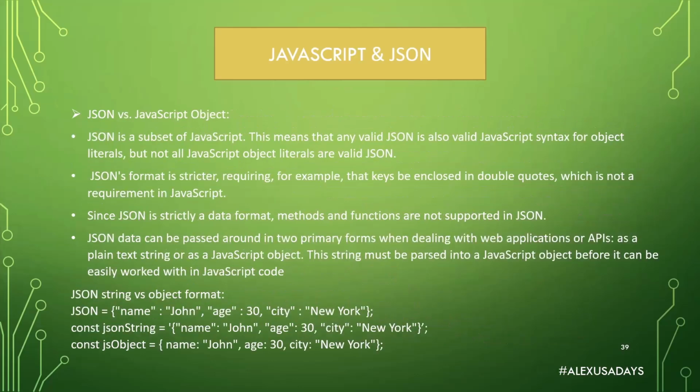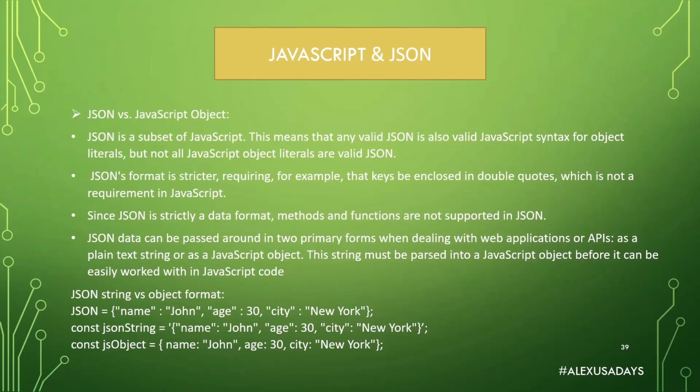So let's talk about JSON versus JavaScript object. JSON is a subset of JavaScript. This means that any valid JSON is also valid JavaScript syntax for object literals. But not all JavaScript object literals are valid JSON. JSON's format is stricter, requiring, for example, that keys be enclosed in double quotes, which is not a requirement in JavaScript. Since JSON is strictly a data format, methods and functions are not supported in JSON.